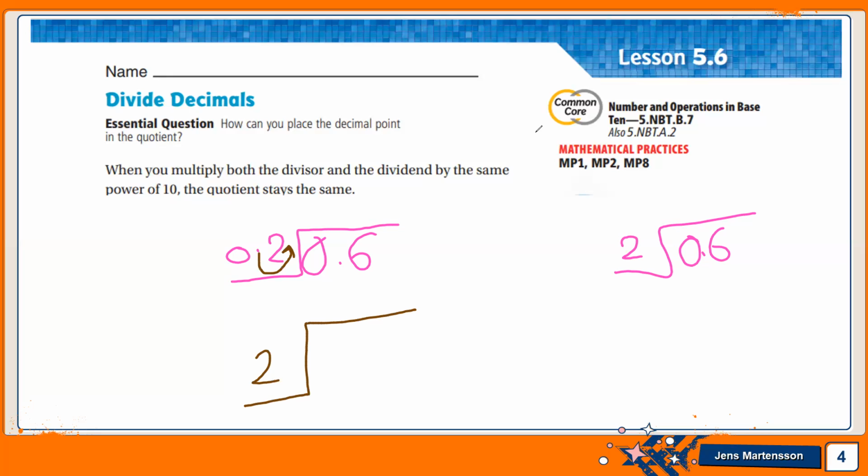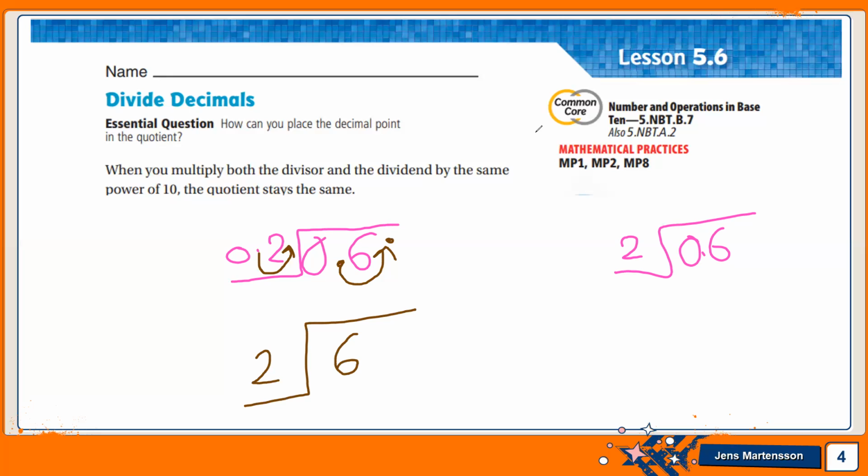Then, because you moved it in the divisor 1 digit only, you will move the decimal point 1 digit only in the dividend. So 0.6, when you move the decimal point, becomes 6. Then you will divide as you know.